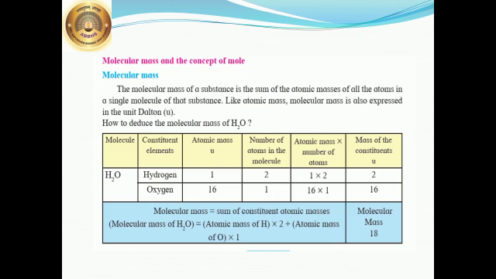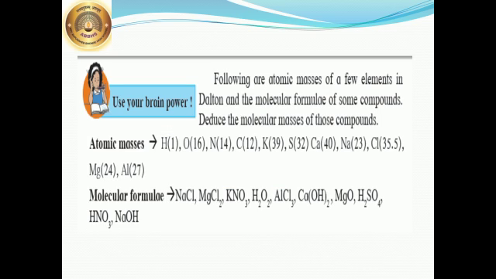Similarly, you can calculate the molecular masses of many different compounds. Now children, on your page number 51, the atomic masses are given: hydrogen 1, oxygen 16, nitrogen 14, carbon 12, potassium 39, sulfur 32, calcium 40, sodium 23, chlorine 35.5, magnesium 24, aluminum 27. Now you have to calculate the molecular masses with the help of the molecular formula.